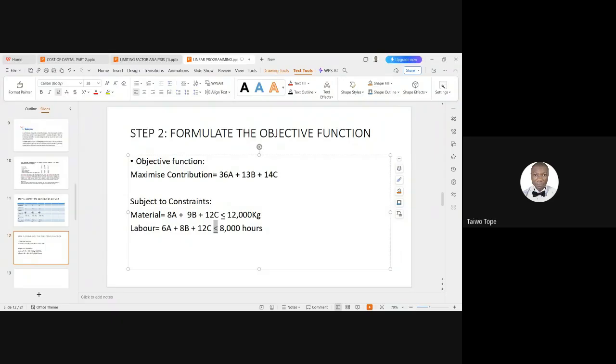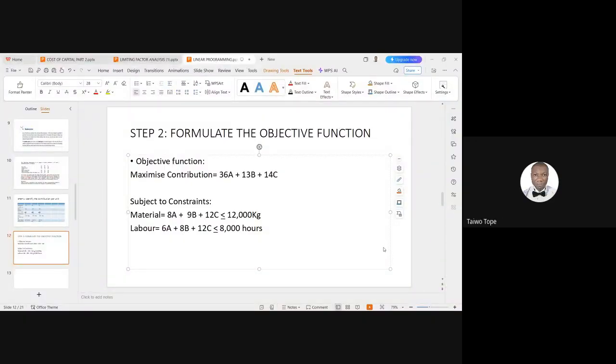Now, when you formulate your constraints based on the step we highlighted, what will be the next thing? Check the steps. Non-negativity. We express each of the constraints in the form of inequality. Yes. We establish the concept of non-negativity at the end of the model formulation.